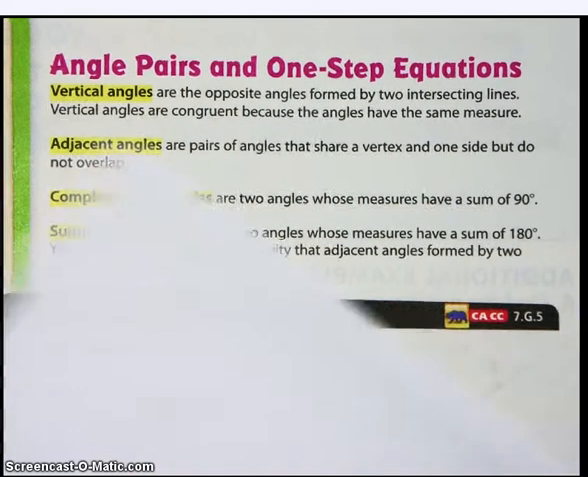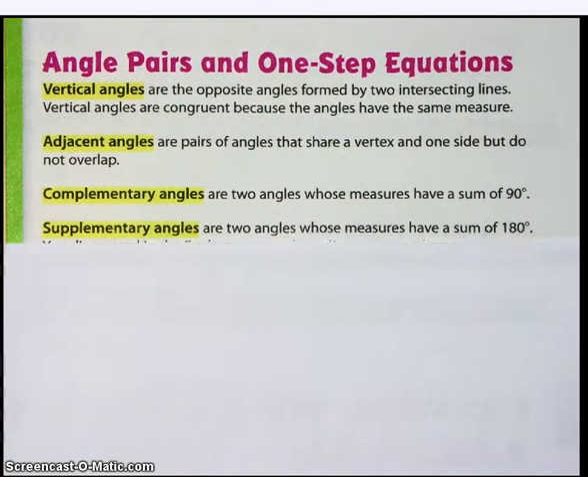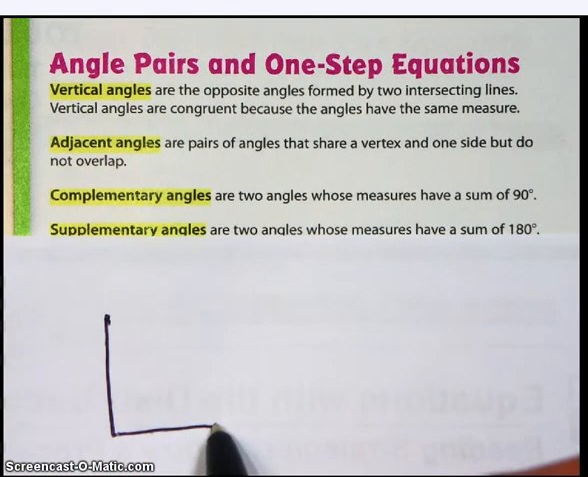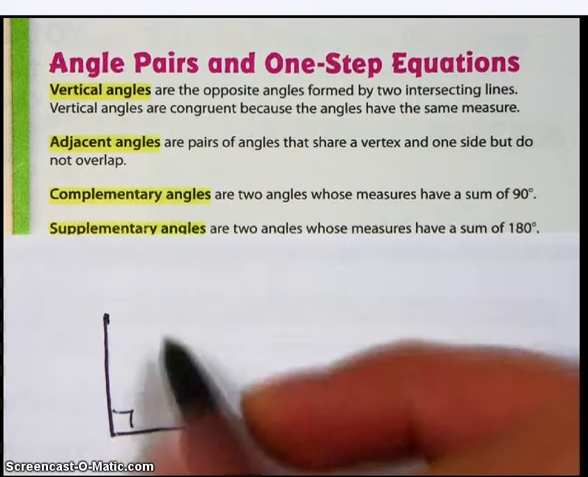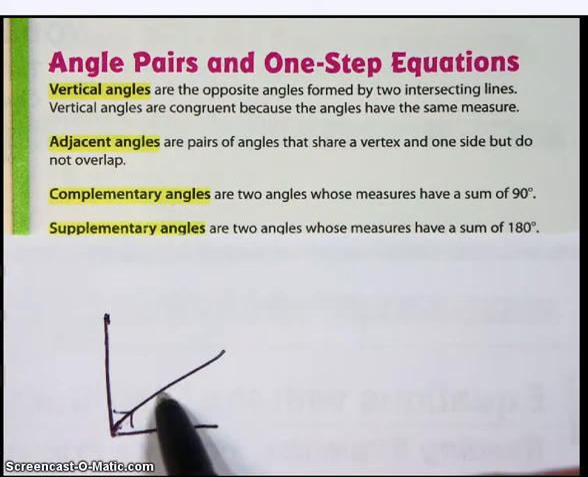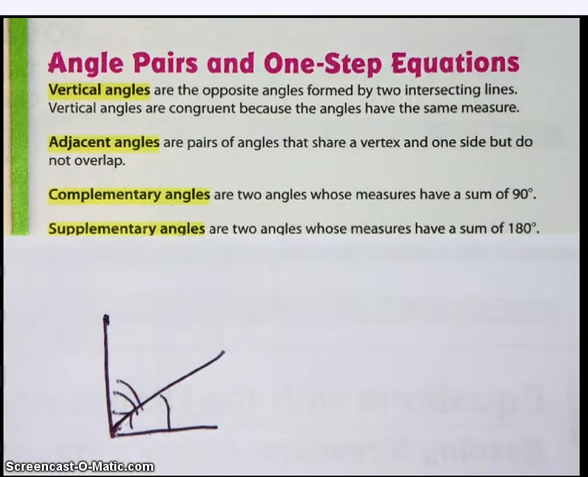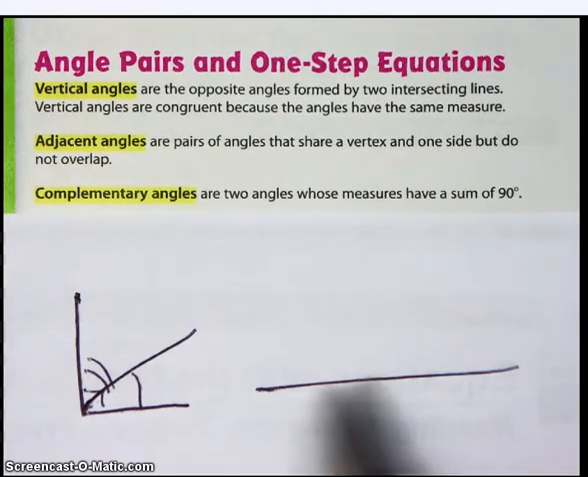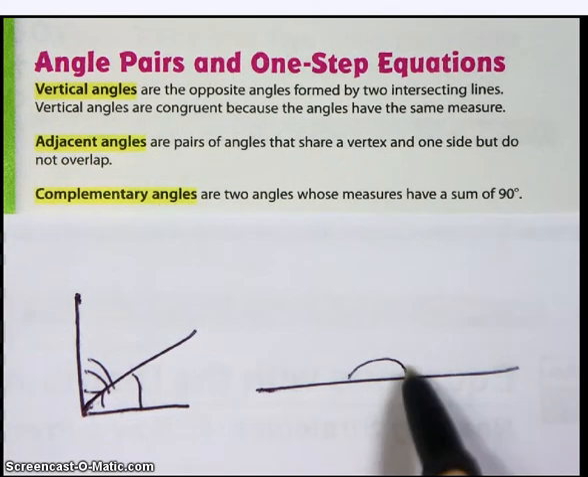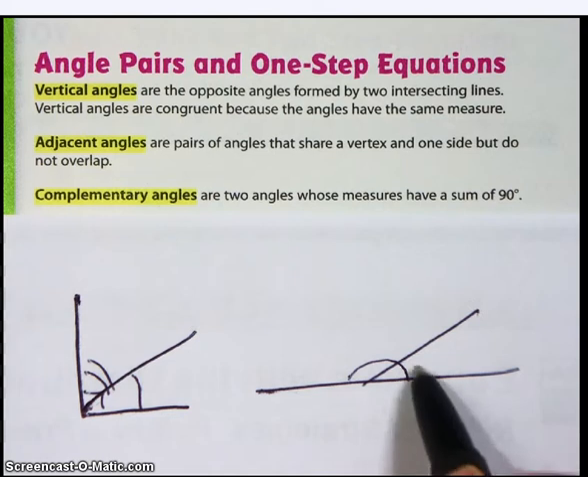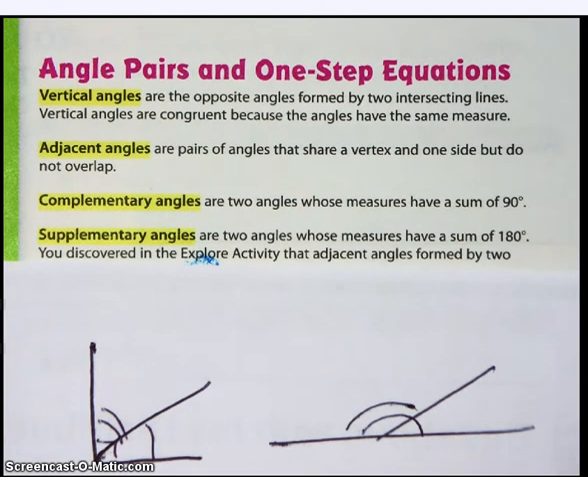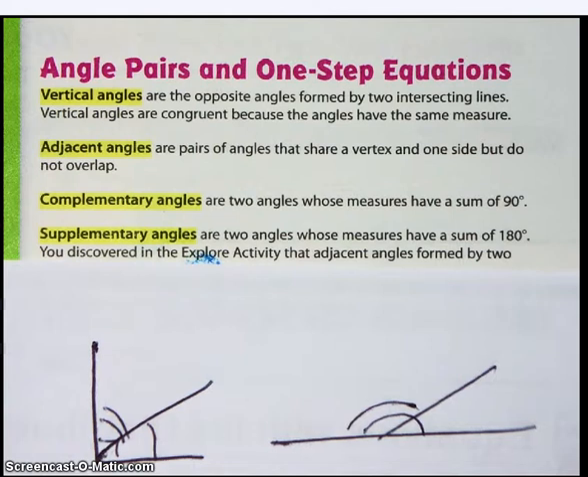Last two things you need to know are complementary angles. That's two angles that make up 90 degrees. You know that 90 degrees looks like this. So that's 90 degrees. If I split this in half, these two angles here are complementary. Supplementary is when it's 180. So you got 180 degrees, which makes a straight line. If I make another angle there, one angle and the second angle are supplementary. So those are the four main words you need to know.